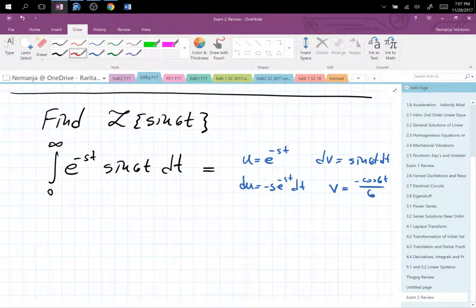Doesn't u have to be the trig function? No, it doesn't matter. They're all cyclic. They can make one harder if you do it. It doesn't matter.